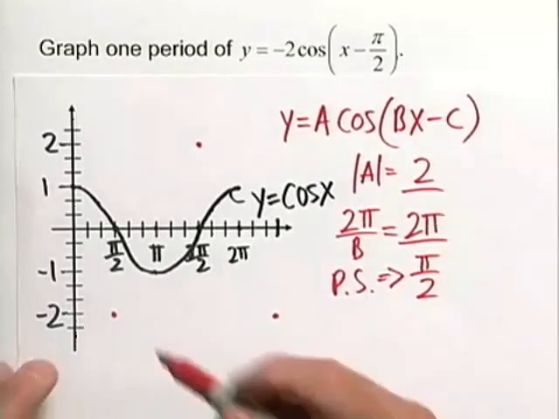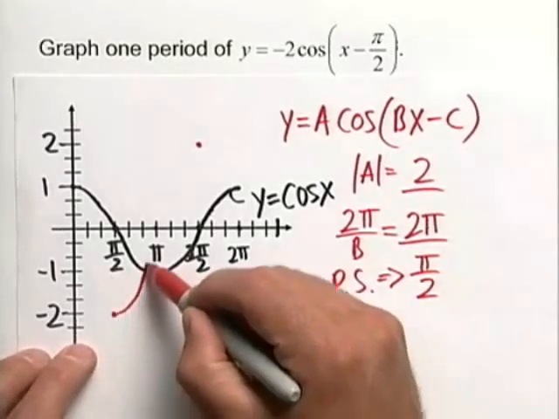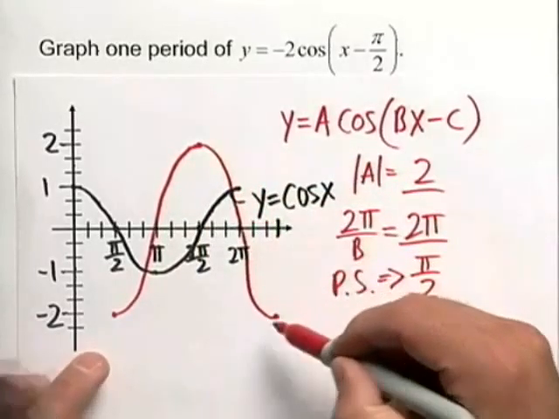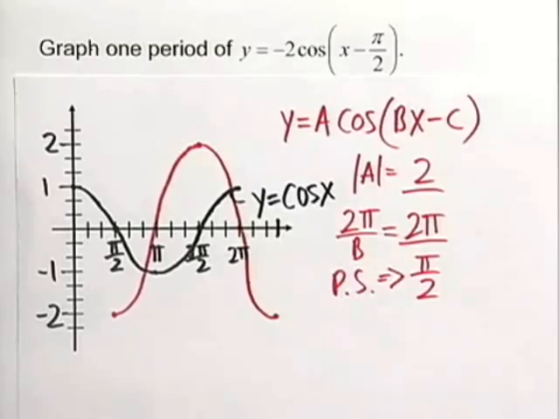So to draw one period of this, I have some points here already drawn. Go up like that. It's a beautiful looking cosine graph. And let's talk about where this comes from.